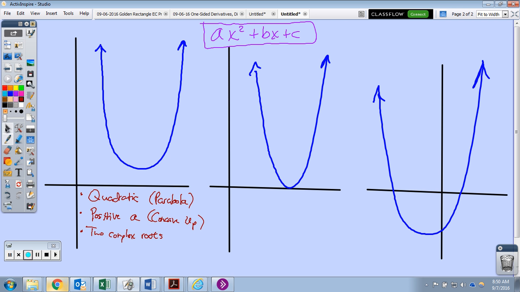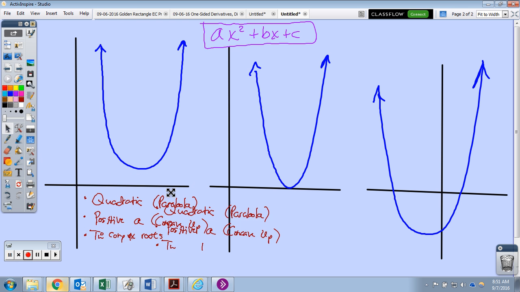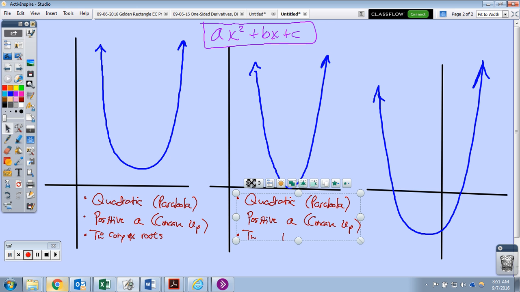So these descriptors here, if I can just select these 2, it looks like it's not going to let me do that. So what I'll do is I will copy, and then I will paste. Let's put it here, but I'm going to erase where it says this thing about 2 complex. This may not be true. Okay, so if we continue on, this is also a quadratic, positive A, concave up.